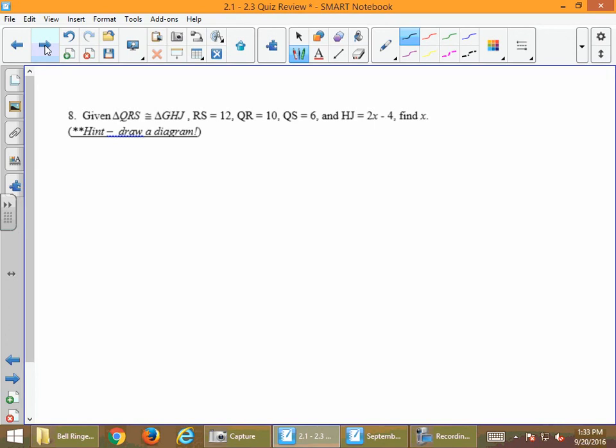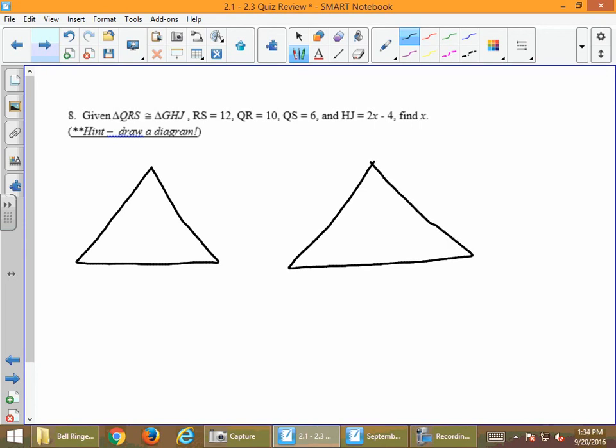Okay? We have these two triangles congruent. If you haven't already started, draw the two triangles. So here's one triangle. Here's the other triangle. They're congruent, so their vertices match up. I'm going to label this first one Q, R, S. Make sure you label the other one in that same pattern. So Q is here, that means G has to go there. R is on the top, that means H has to be on the top. And S is over here, so J has to be over here. The vertices have to match up if they're congruent.